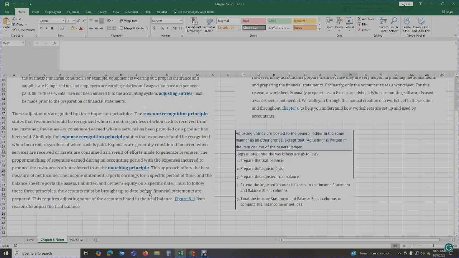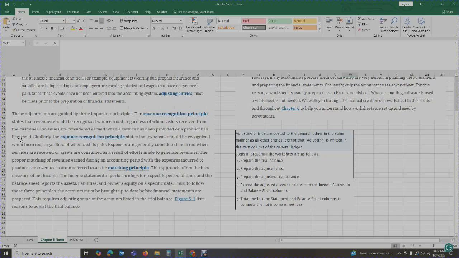So that's one type of adjustment that needs to happen, okay? So revenues are considered earned when a service has been provided or a product has been sold, not when it has been paid. So even if the product has not been paid, you still have to do a journal entry that specific month. We have to record the revenue the month it is earned, okay? So that's very important, the first concept.